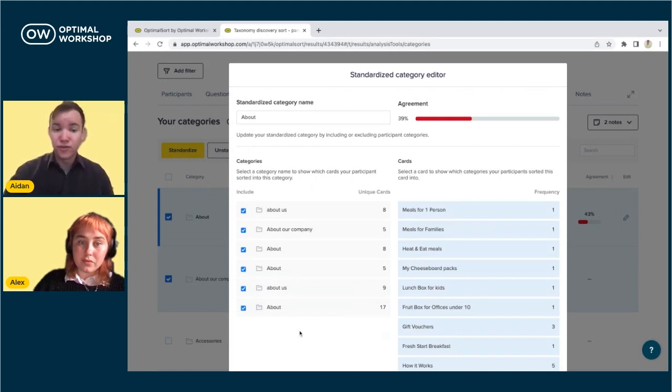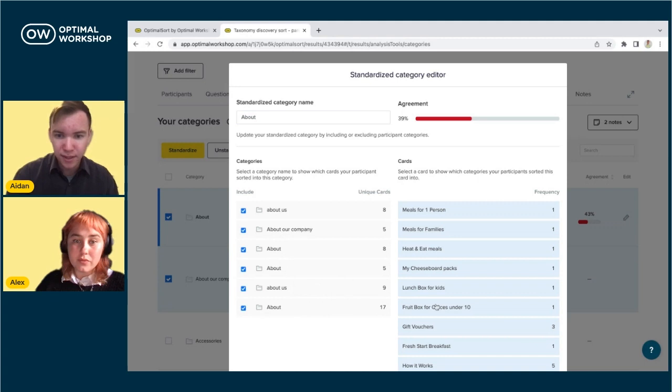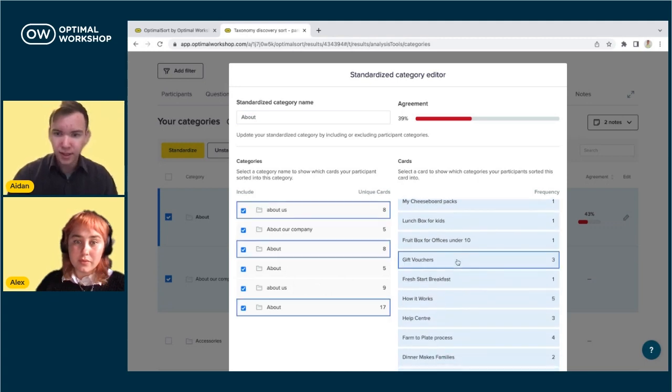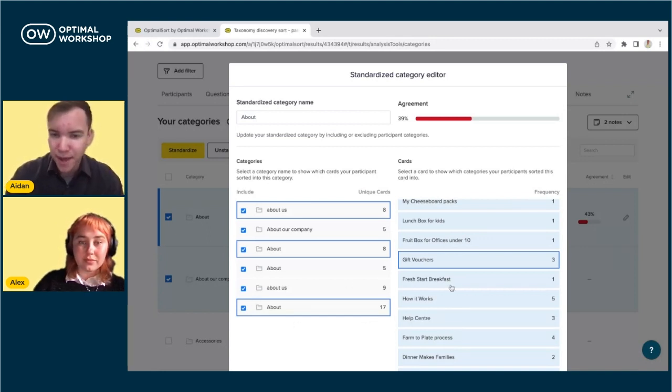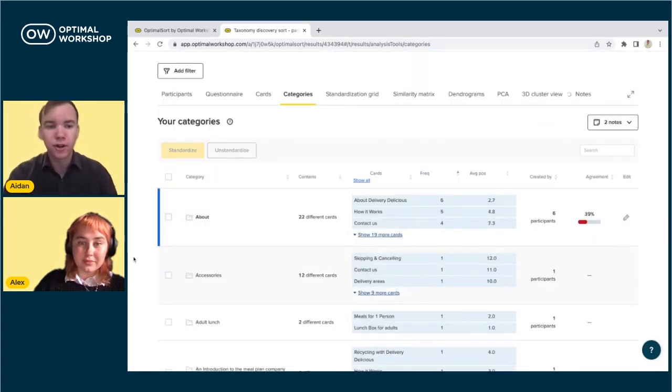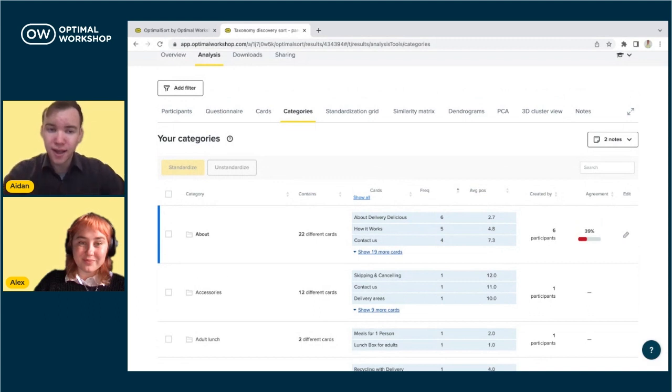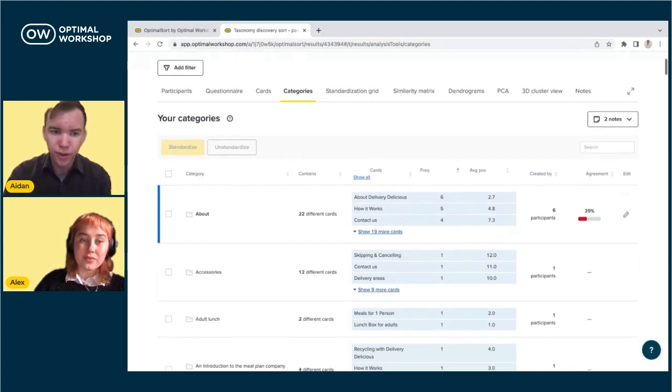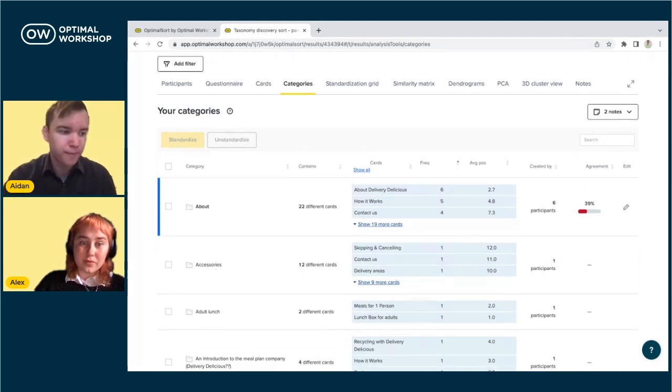This takes me into the view where I can see some of the other categories that have made up the existing about section, as well as that about our company part. If I click on a particular card that makes up this broader standardized category, I can see exactly which groupings are making up the standardized category. I could choose to split some out and remove them, but I'm going to create this broader standardized category. Standardizing is a really important way to familiarize yourself with those categories initially and make sure there's a bit of symmetry where you want to have some.